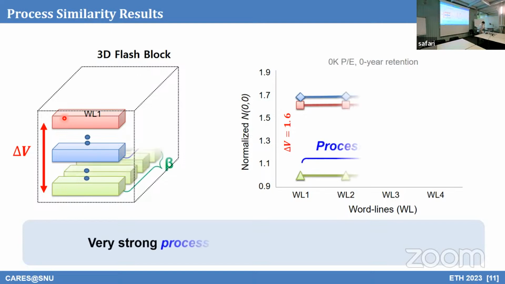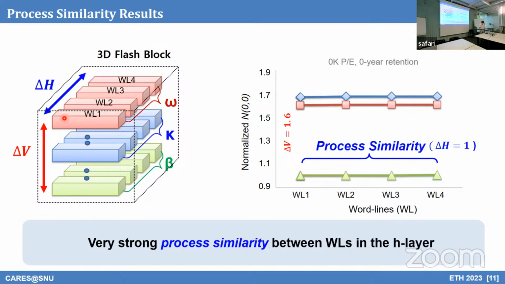Similarly, for word line 2, word line 3, word line 4, we did the same experiments. But if you look at this horizontal direction, in this picture, this green, blue, or red, within the same horizontal layer, what we observe is process similarity. So delta H is very close to 1 for all 3.